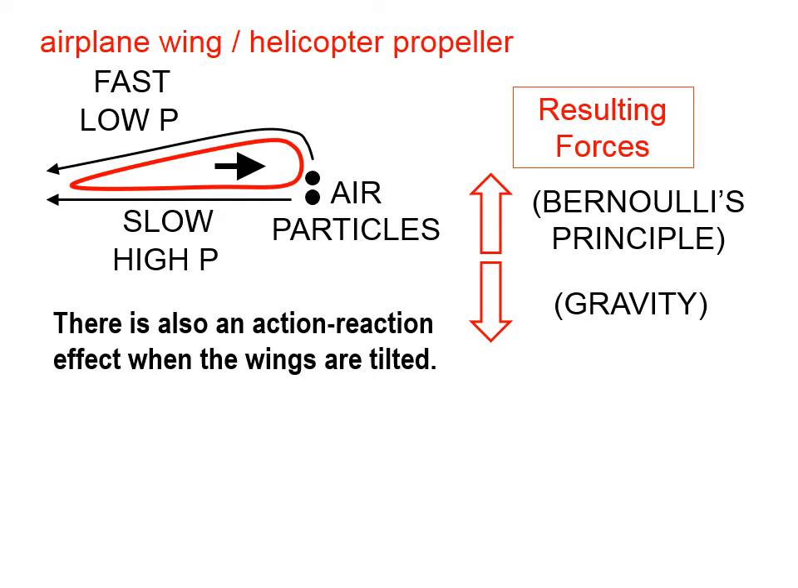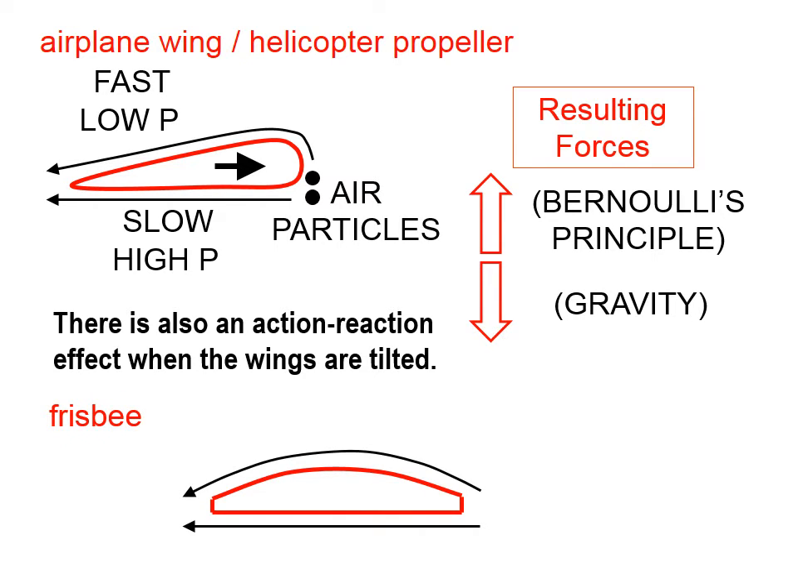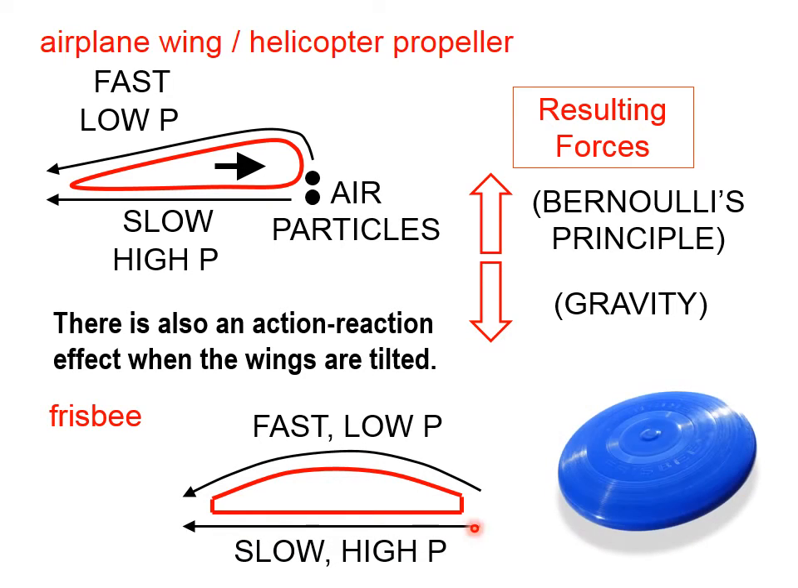Now, there are other aspects that help with the physics of airplane wings and helicopter propellers. We're just talking about the Bernoulli aspect. A frisbee works the same way. When we throw a frisbee through the air, particles on the top have to go a little bit faster because they have farther to go. Fast-moving fluids exert low pressure. On the bottom, slower-moving fluids exert a higher pressure, so there's a net upward force which helps keep the frisbee in the air longer.